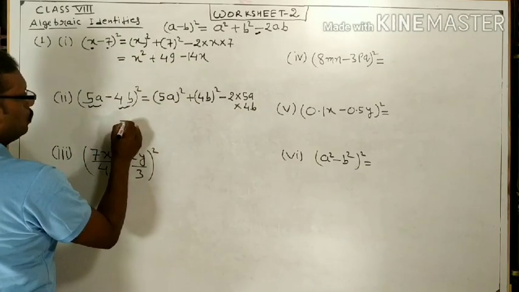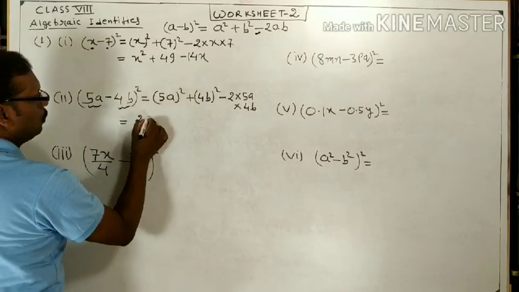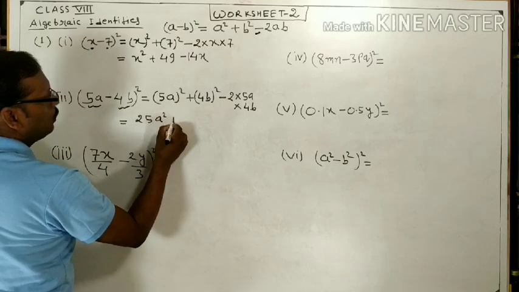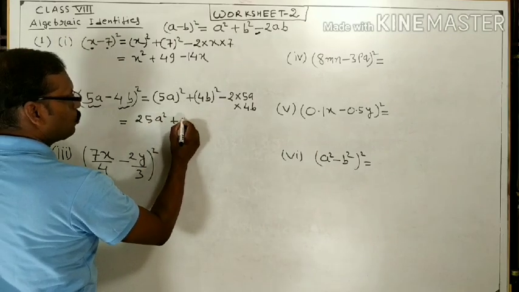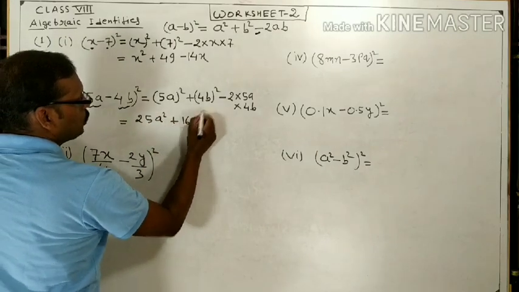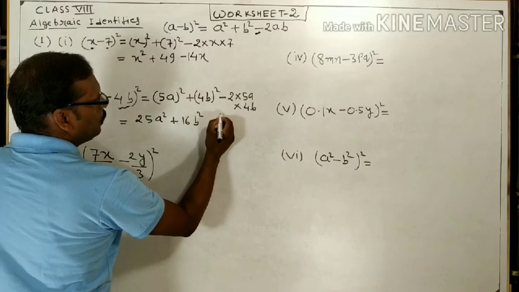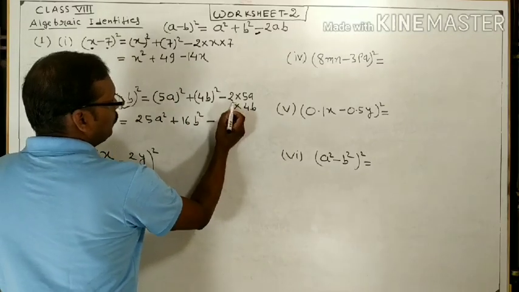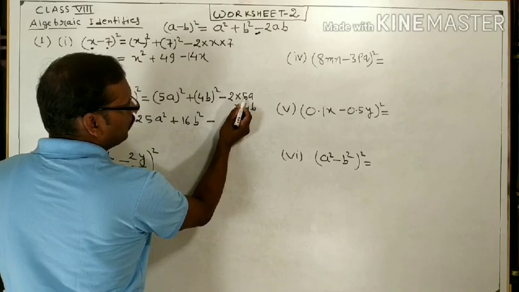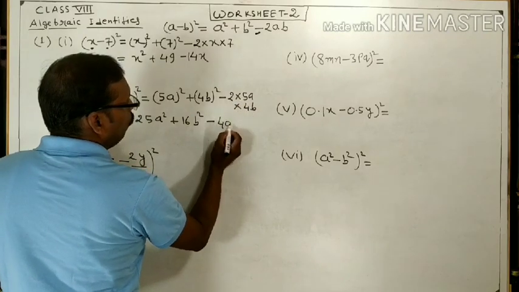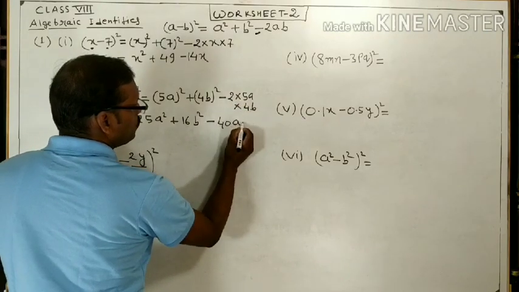Now solve it. 5 square, 25a square, plus 4 square. 4 square means 16b square. Write down b square, minus. Multiply the constant terms first. 2 fives are 10, 10 fours are 40, and a into b, that is ab.